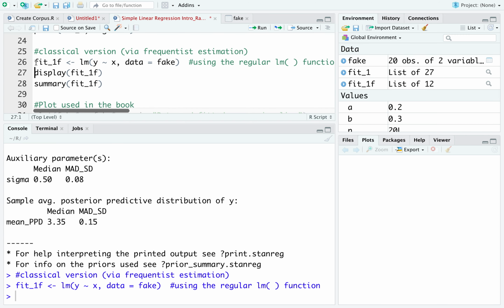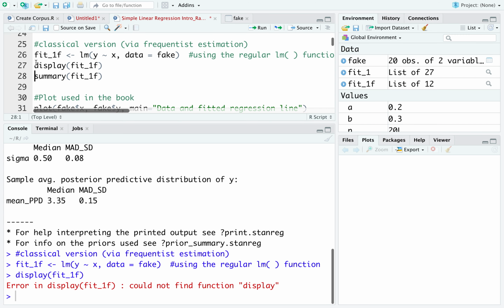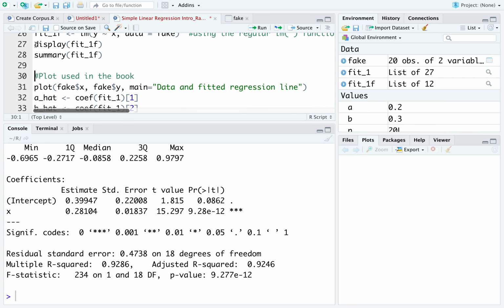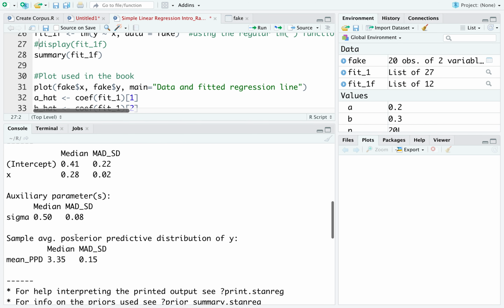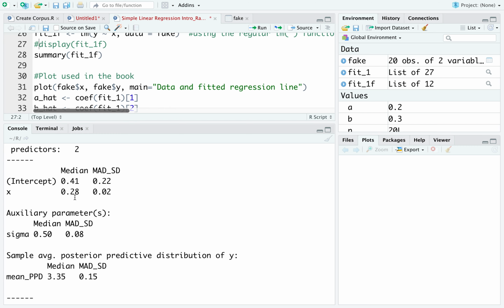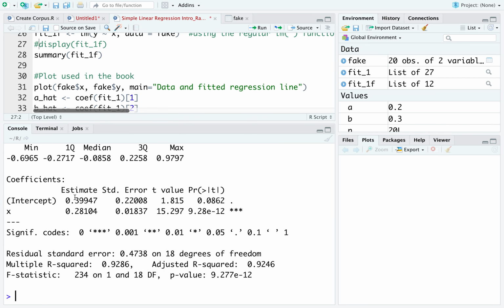It's going to give us a lot more information, including fancy stars, which we love. Oops, sorry, that was from a package I don't have installed. So same thing, right? Here are estimates. We had 0.41 and 0.28 as our estimates for intercept and slope, respectively. Similar, 0.39, 0.28.